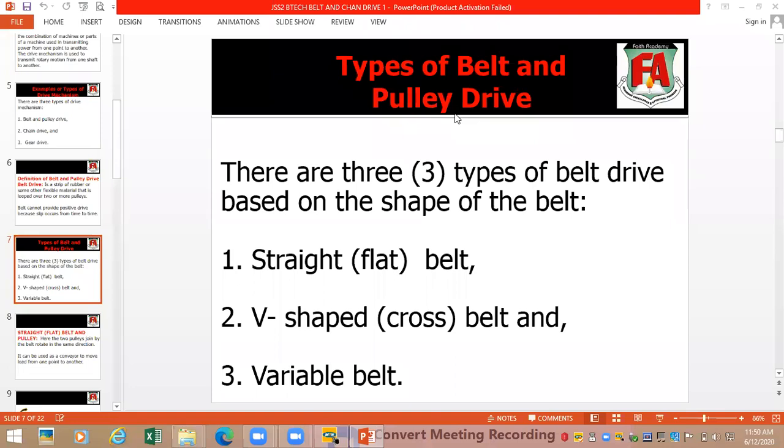The number 1 is the straight belt. Let's quickly look at the shape of a straight or flat belt.